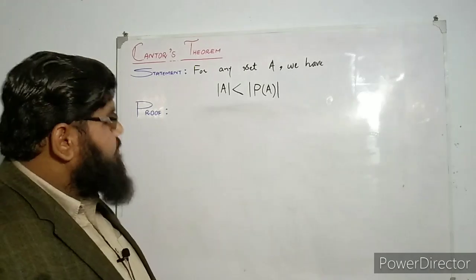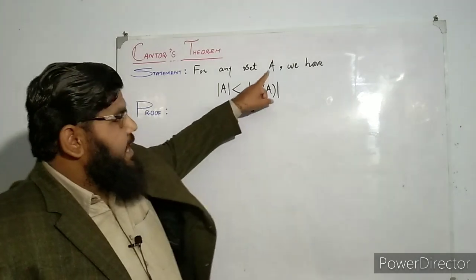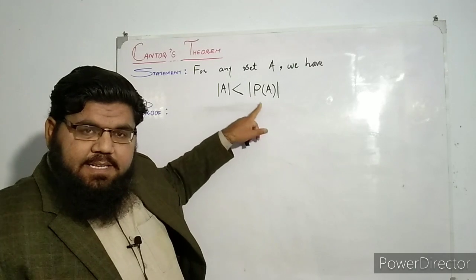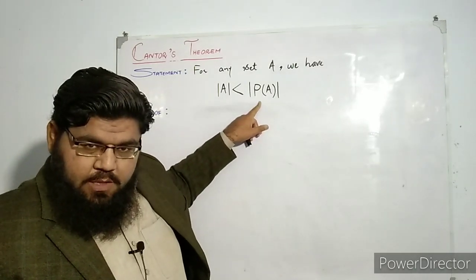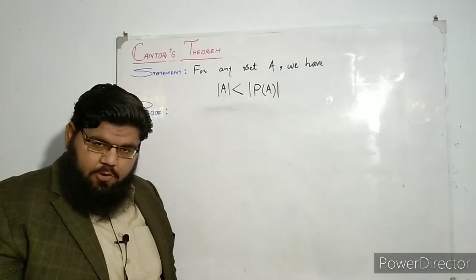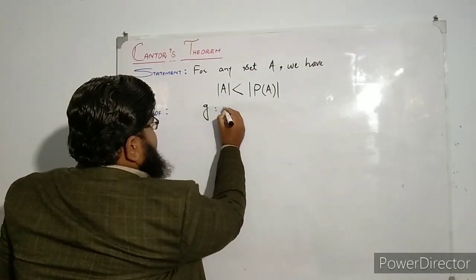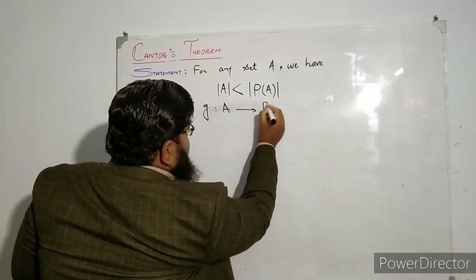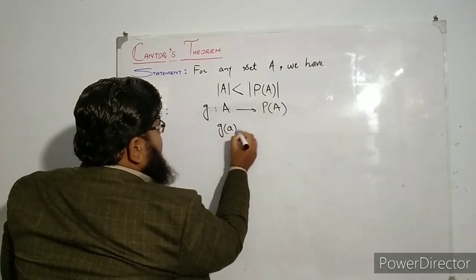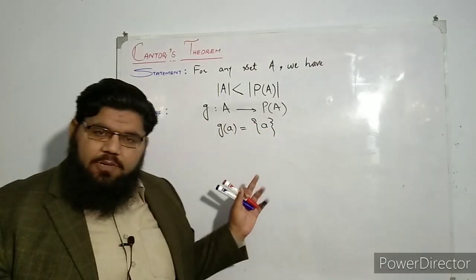So students, here we have the statement of Cantor's theorem. It says that for any set A, we have the cardinality of A less than the cardinality of its power set. Okay, and to start its proof, we will consider a mapping. I name this mapping G from the set A to its power set, and it is defined as G of a is equal to the singleton set {a}. It's a well-defined mapping, you can easily check it.